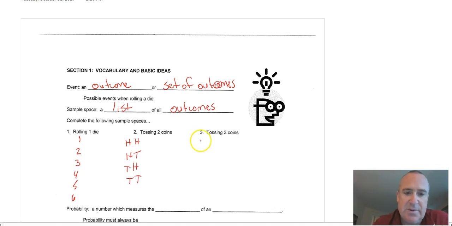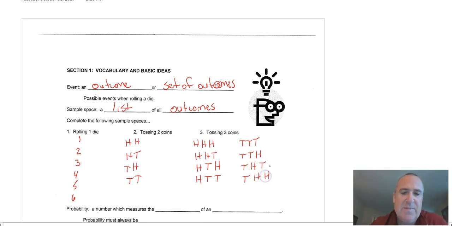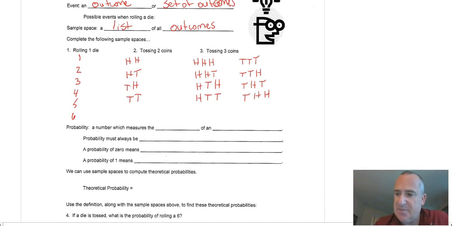What about for three coins? We could do the same thing for three coins. You could get all heads, or maybe you get two heads and a tail, or maybe a heads and a tail and a heads that way, or maybe you get a head and two tails, or maybe all tails, or a heads in the middle, or two heads at the end. So you can make a list, right? An outcome is what happens when you roll a die or toss a coin, and the sample space is when you make a list of all the possible outcomes, which leads us then to probability.